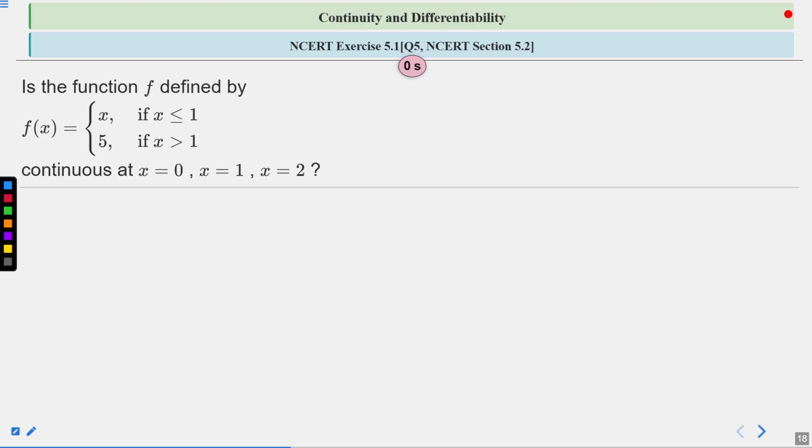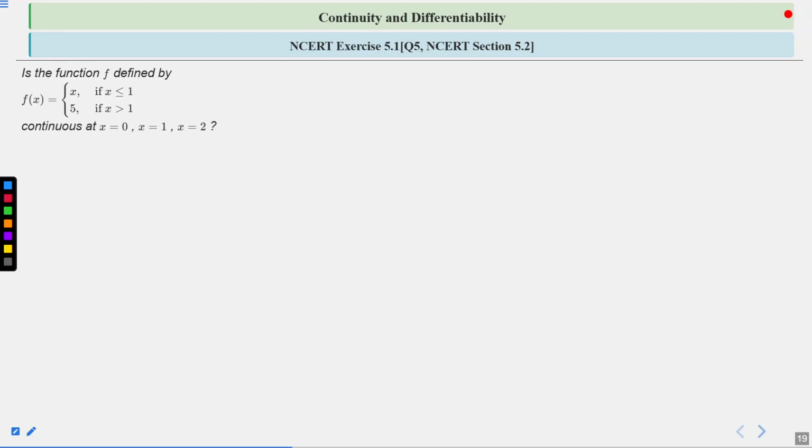Okay, let us move to the solution part. So is the function f defined by f(x) = x if x is less than or equal to 1, 5 if x is greater than 1, continuous at x = 0, 1 and 2? So the given function f is f(x) = x if x is less than or equal to 1, and it is equal to 5 if x is greater than 1.